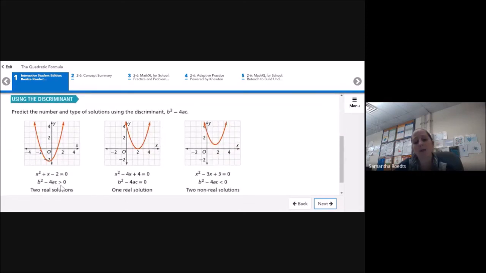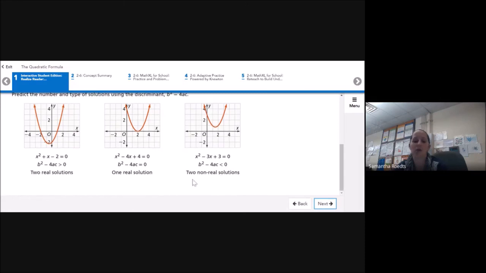So if it's greater than 0, it has two solutions. It crosses the x-axis twice. If it crosses once or touches once, it has one real solution. And if it never touches the x-axis, it has no real solutions, two non-real solutions. So it involves imaginary numbers. So greater than, equal to, less than. Greater than is two real, equal to is one, less than is non-real. And that is the end of Unit 2, Lesson 6.